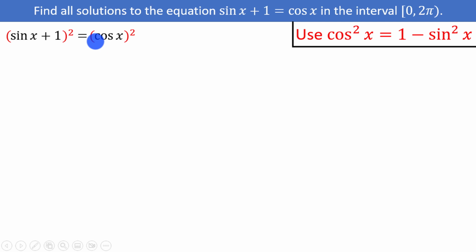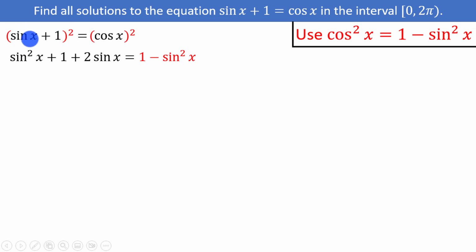We know that cosine squared is the same thing as 1 minus sine squared. Therefore, we can replace cosine squared with 1 minus sine squared. On the left-hand side, we can FOIL everything out. Sine of x times sine of x is sine squared of x. 1 times 1 is equal to 1, and sine of x times 1 is sine of x.